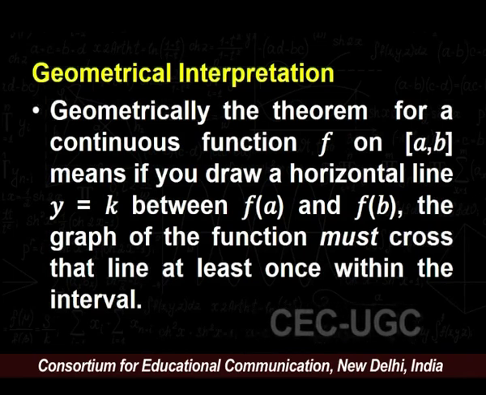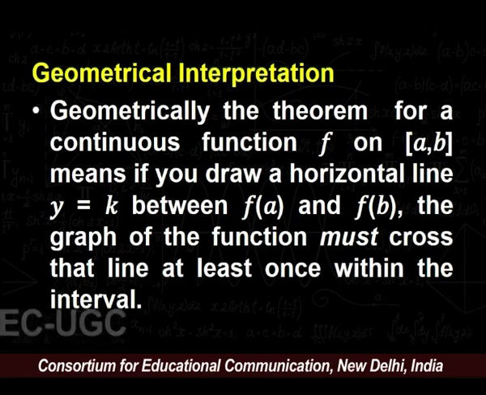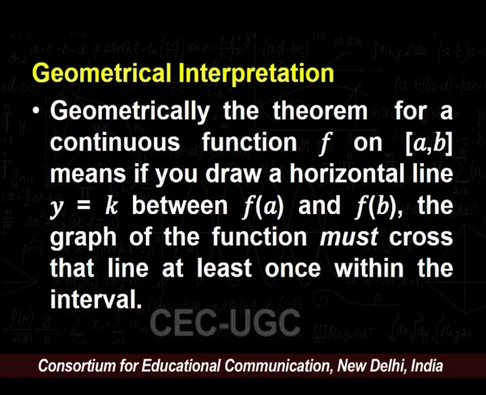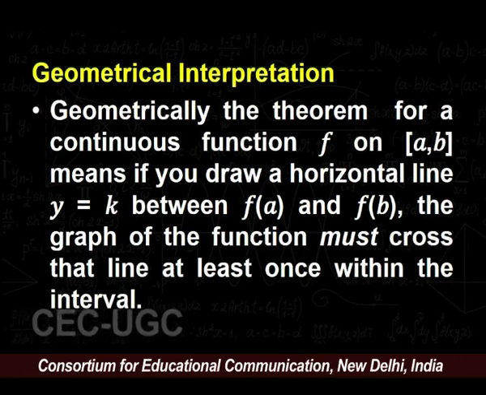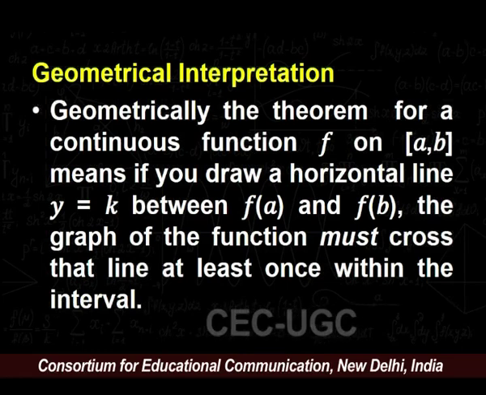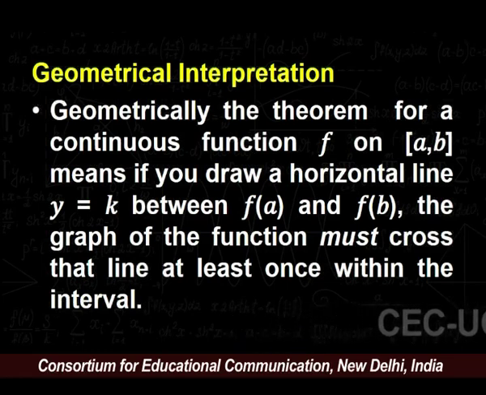Geometrical interpretation for the Bolzano's intermediate value theorem. Geometrically, the theorem for a continuous function f on the closed interval a comma b means, if you draw a horizontal line y is equal to k between f of a and f of b, the graph of the function must cross that line at least once within the interval, showing that the function takes on every value between f of a and f of b without lifting your pen.